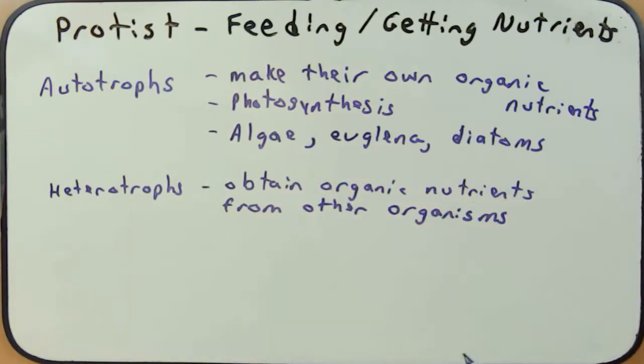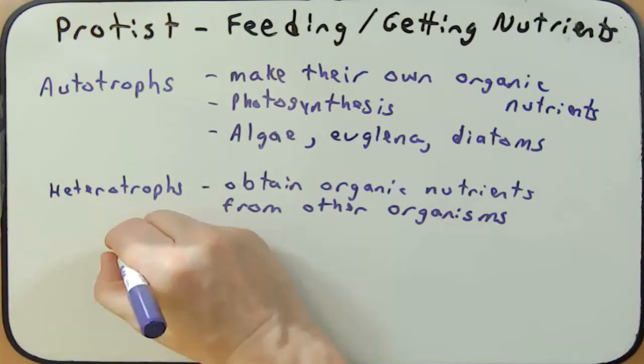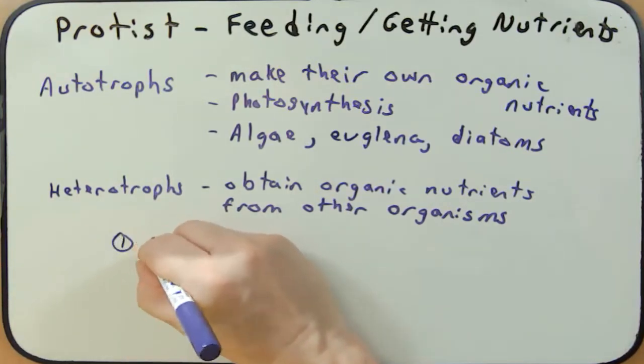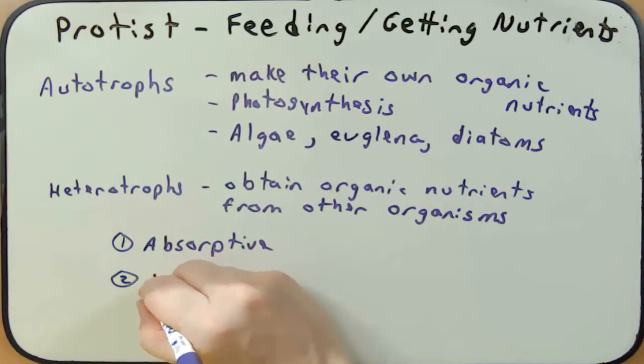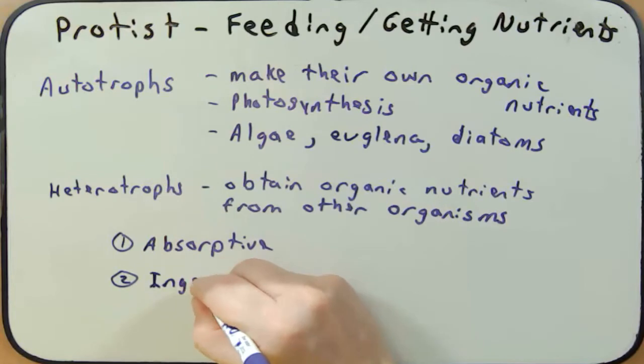Within protists, I want to talk about two different ways that they can obtain these nutrients from other organisms. The first will be absorptive. They're able to absorb those nutrients from the environment, much like bacteria and archaea would have done. The other way protists that are heterotrophs can obtain their nutrients is through ingestive mechanisms.